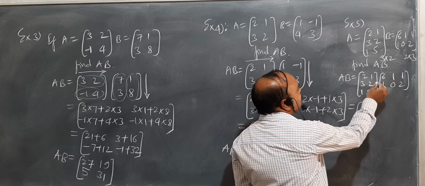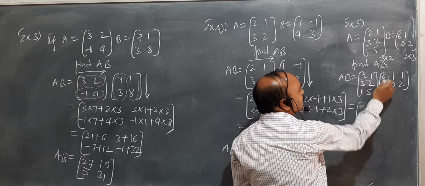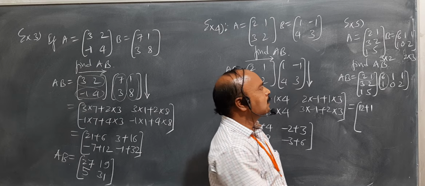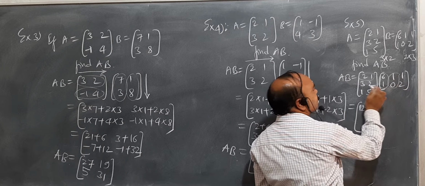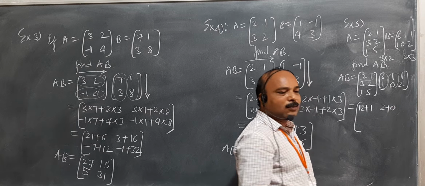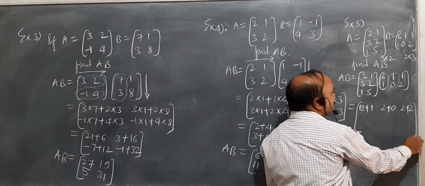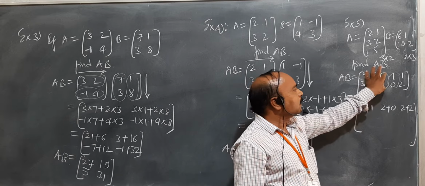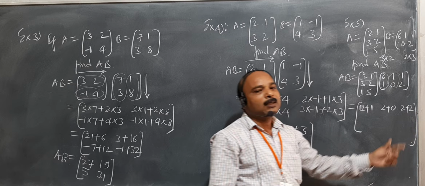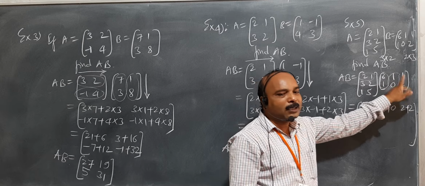How can you simplify? First row with first column, that is 2 into 6, it is 12 plus 1 into 1 is 1. It is the first element. Next, first row with second column, that is 2 into 1 is 2 plus 1 into 0 is 0. Next, 2 into 1 is 2 plus 1 into 2 is 2. So it is first row with first column, second column, third column. Totally 3 elements you got. Similarly for the second row you get 3 elements along with the first column, second column and third column.